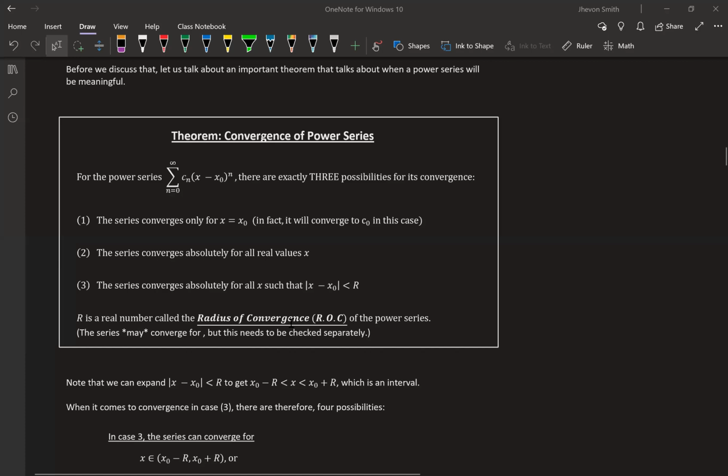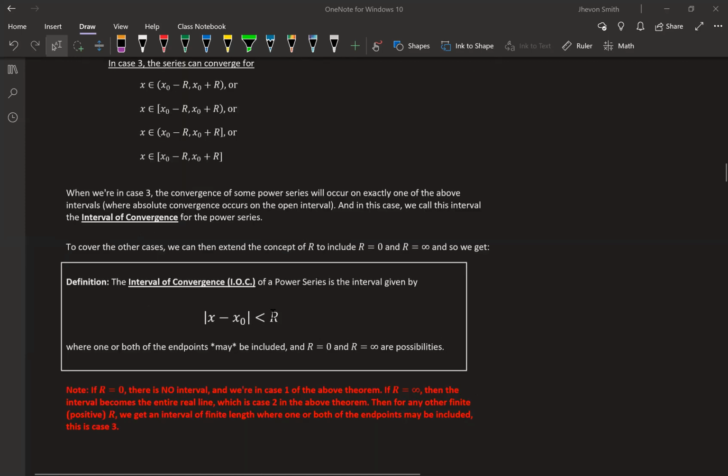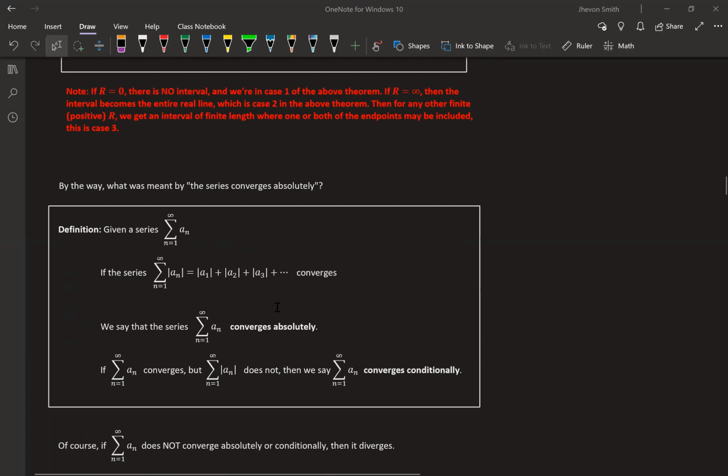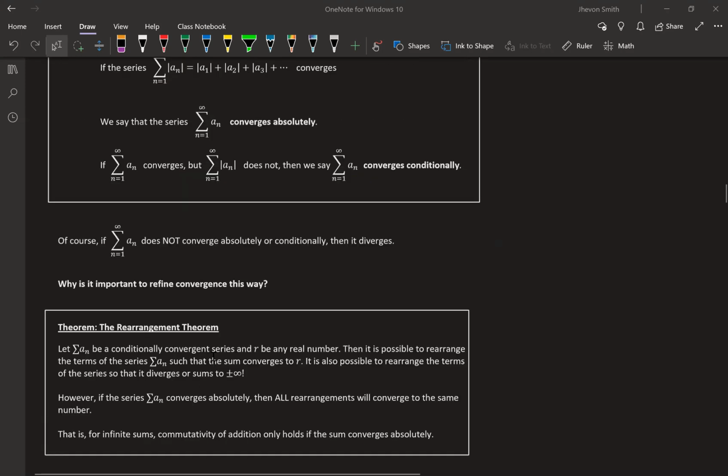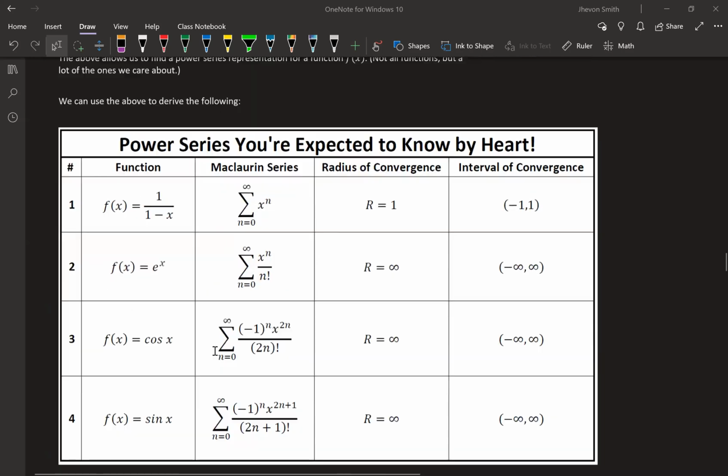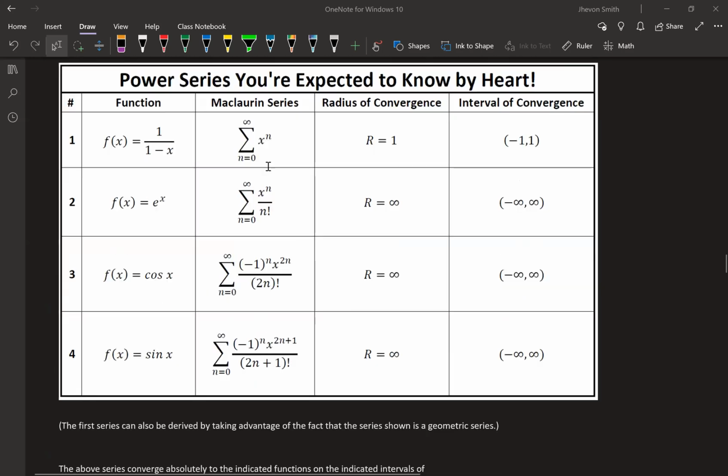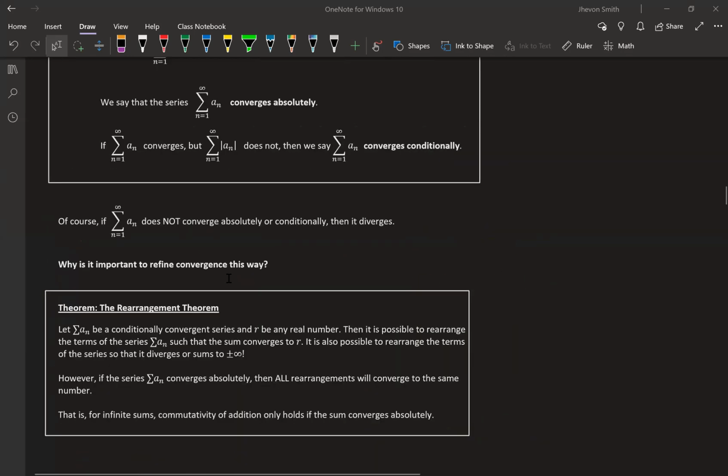Where they converge is called the interval of convergence, and half the length of that interval is called the radius of convergence. Absolute convergence is actually important, and we can derive well-known power series for certain functions centered at 0. We call these Maclaurin series, and they happen to be absolutely convergent. So we're allowed to do calculus with them, and that is very convenient. For any power series that converges absolutely on some interval, we can differentiate it, integrate it, and do all sorts of things on that interval.